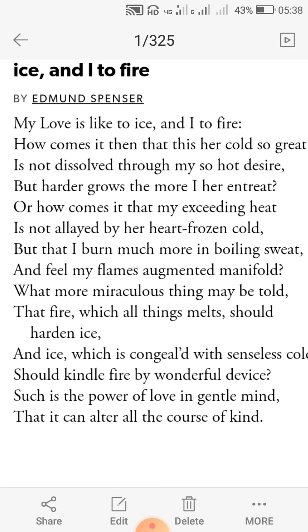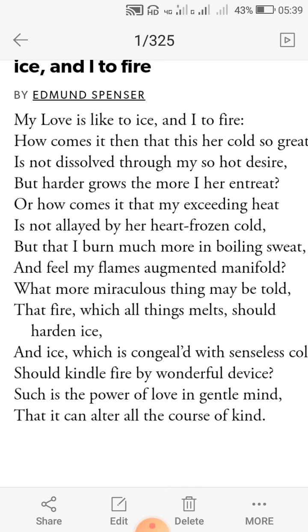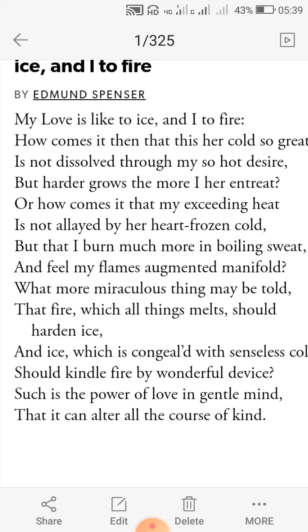Or how comes it that my exceeding heat is not allayed by her heart frozen cold, but that I burn much more in boiling sweat, and feel my flames augmented manifold? The poet is giving an account of the love of his wife. He says that she is so cold, she does not respond, but that coldness of his wife doesn't allay his love.